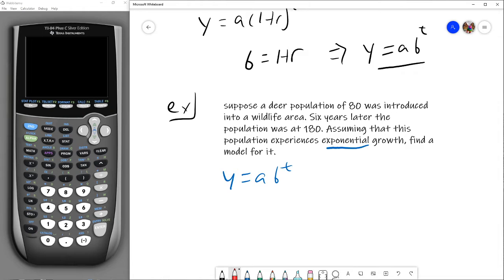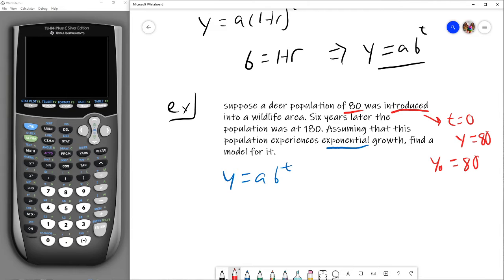Now, we're given some more information here. We're told that the deer population when introduced was 80. So this tells us that when t is equal to 0, y is equal to 80. Or if you want, we could say that y naught is equal to 80. This is a y with a subscript 0. Whenever you see a subscript 0 in math or physics, it always means initial or starting. So this is saying that the first y value is 80.